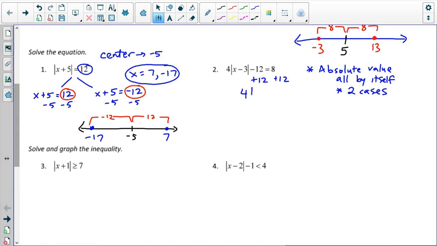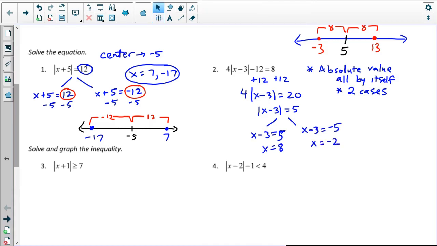So get the absolute value by itself, then do the two cases that are required for absolute value from an algebraic perspective. So I'm going to add 12 to both sides. Now I have 4 times the absolute value of x minus 3 is equal to 20. Then I will divide by 4. So I get the absolute value of x minus 3 equals 5. If I then break this into two cases, I have x minus 3 equals 5, or x minus 3 equals negative 5. When I solve this, I get x equals 8 and x equals negative 2.